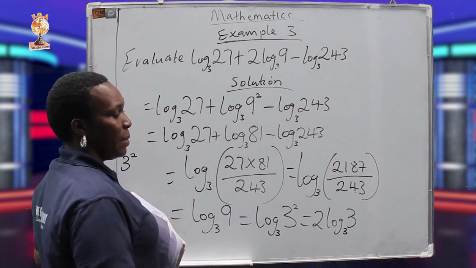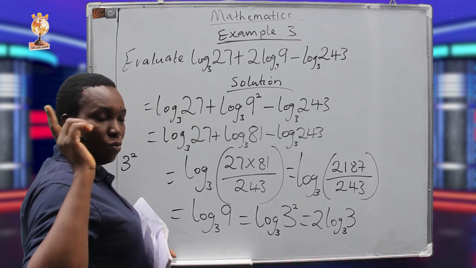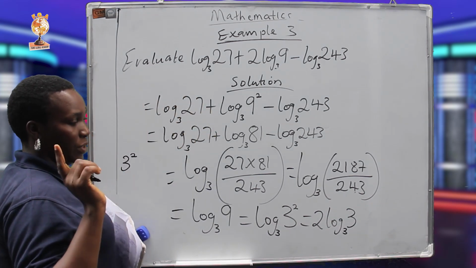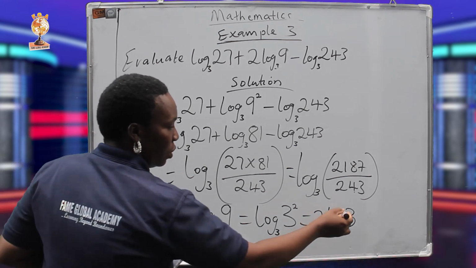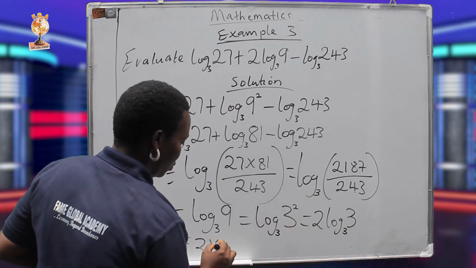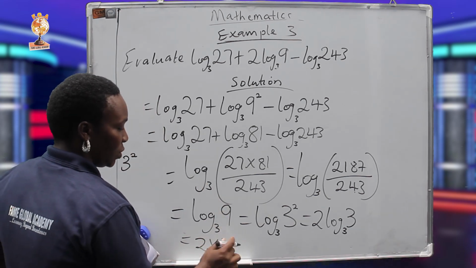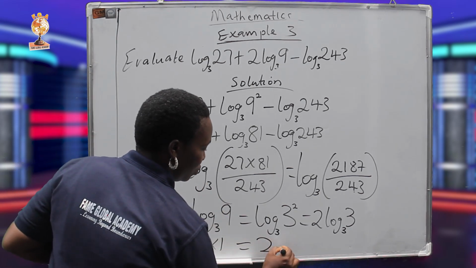Now, you still remember log 3 base 3 is what? 1. Logarithm of a number to its own base is what? 1. So we have 2 times the whole of this log 3 base 3, which has turned to 1. So we have 2 times 1, and our final answer is 2.